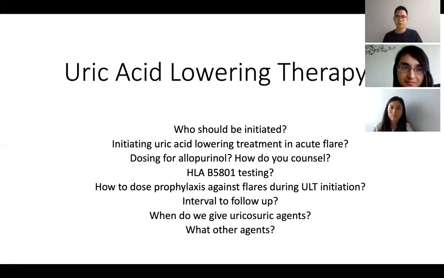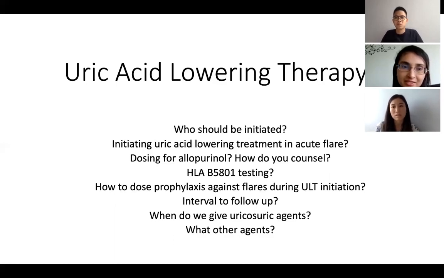Okay. And the next question, I think, in the setting of an acute flare, would you go ahead and initiate the uric lowering treatment in the same setting, or would you advise maybe an outpatient follow-up and to initiate it when the patient is out of the acute flare? Because it's also believed that sometimes these can precipitate flares itself.